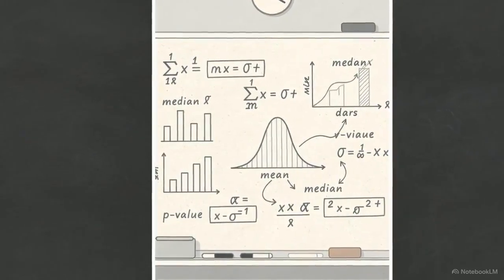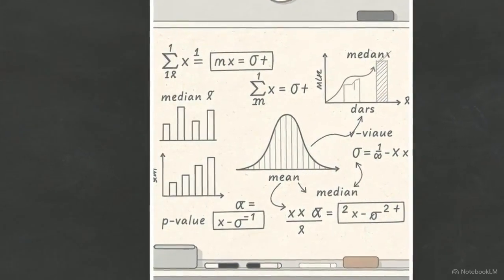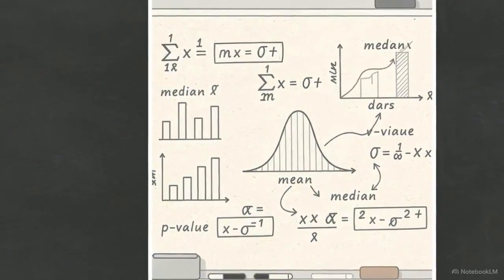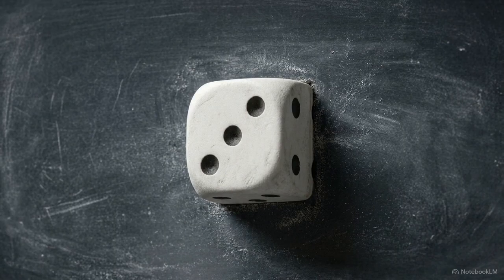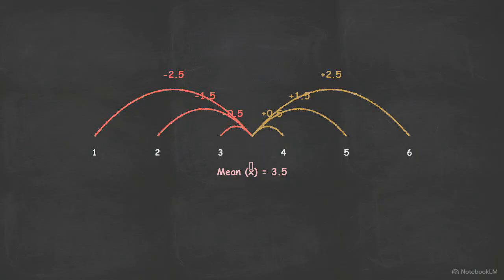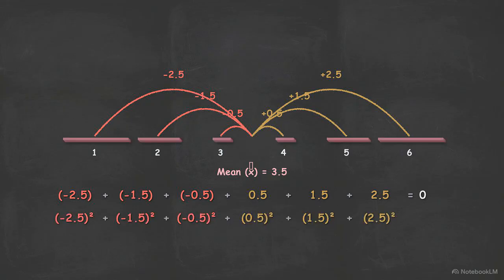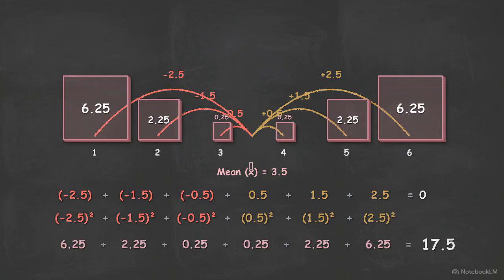It relies on the summation of deviations, represented here by the sigma symbol. We can test these equations using the 6 possible outcomes of rolling a standard die. A die roll has a mean of 3.5. By mapping the distance from that center to each possible outcome, we find the individual deviations. However, because the positive and negative deviations mirror each other exactly, their raw sum is always 0.